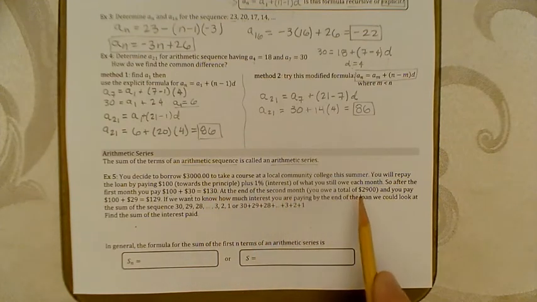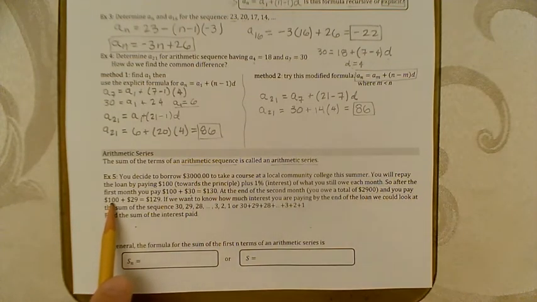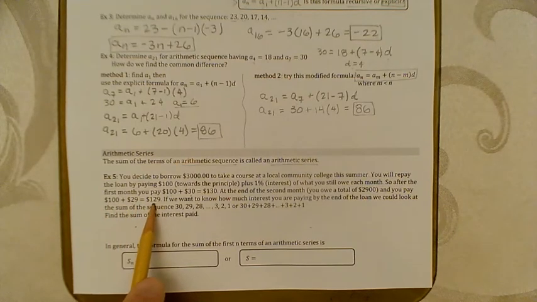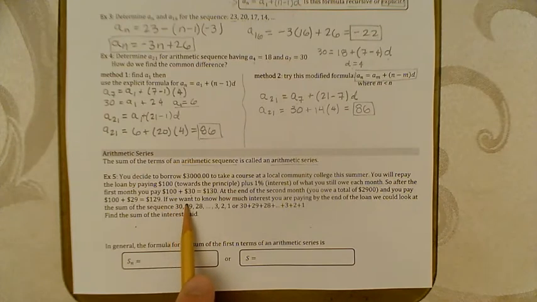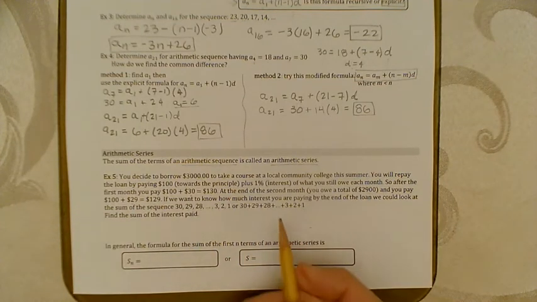At the end of the second month, you will have paid off $100, so you still owe $2,900, and you will pay $100 plus the interest that you still owe, which is $29, so $129. If we want to know how much interest you are paying at the end of the loan, we could look at the sum of the sequence. So it'll be 30, 29, 28, and so on, all the way down to 1, that's the sequence, or we could look at the series, and so find the sum of the interest payments.